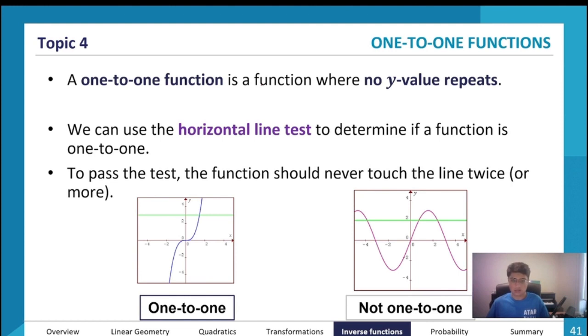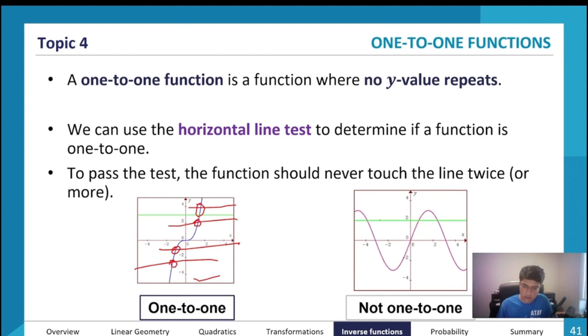What we can do is use this thing called the horizontal line test to determine if a function is one-to-one. What we're looking for when we do this horizontal line test is that a function should never touch the line twice. Otherwise, it's not a one-to-one function. You can see here, in this graph, no matter where we put a horizontal line, it's only ever going to intersect the graph once for each horizontal line we put down. So that means that this function, we can call it one-to-one.